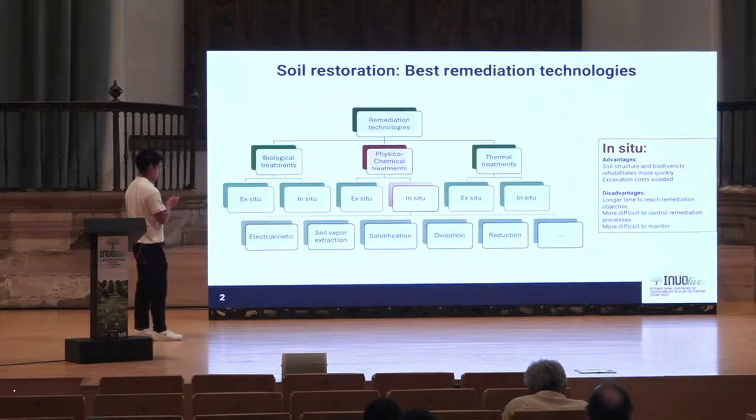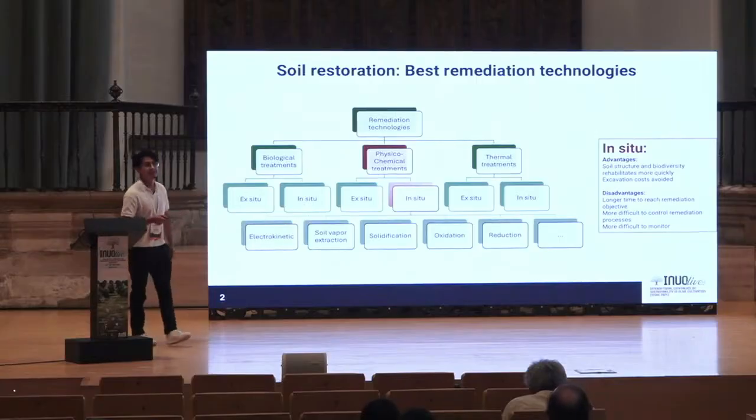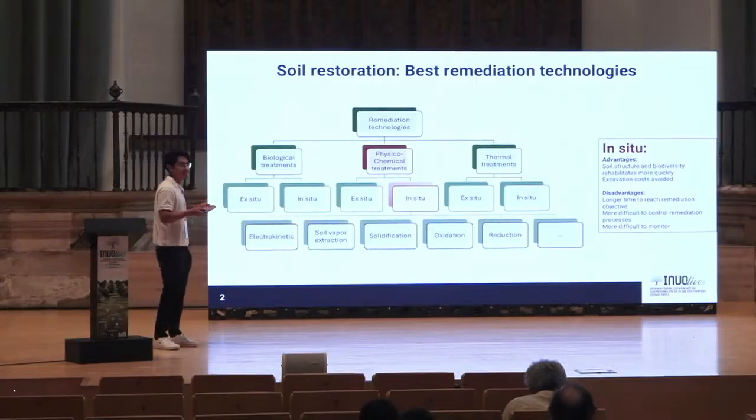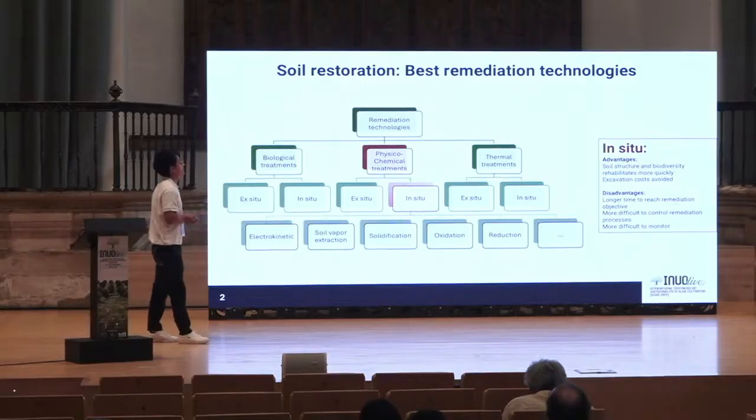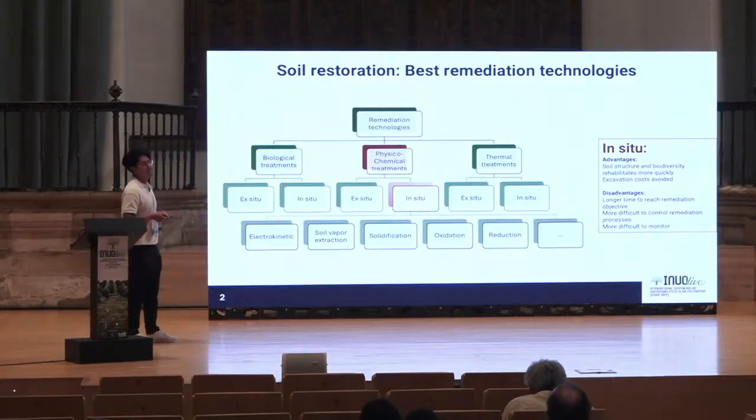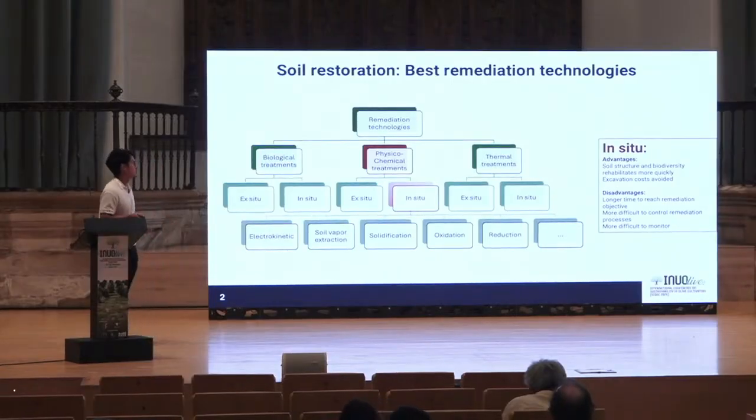Electrokinetic remediation is a physicochemical treatment, and it has some advantages and disadvantages as most of these techniques. For example, one of the advantages is soil structure and biodiversity is not really affected. You don't need excavation. However, we may need a long time to remediate contaminated soils, and also we need to monitor different parameters that can be quite tricky sometimes.